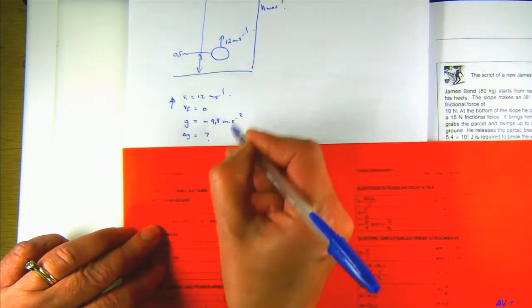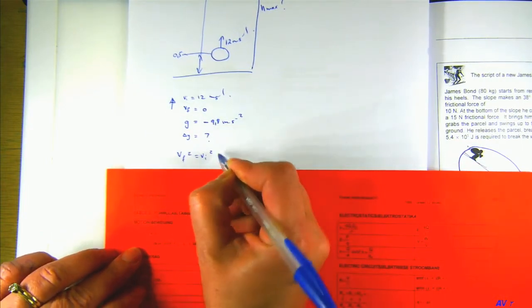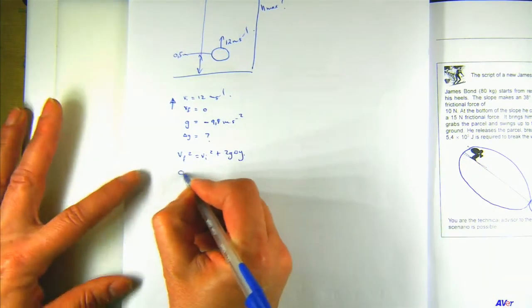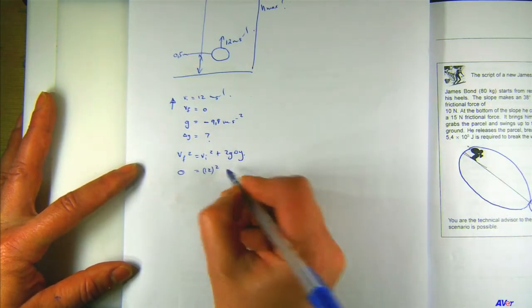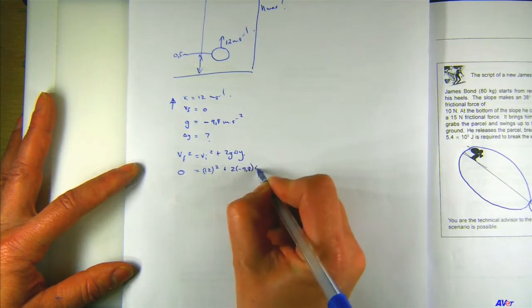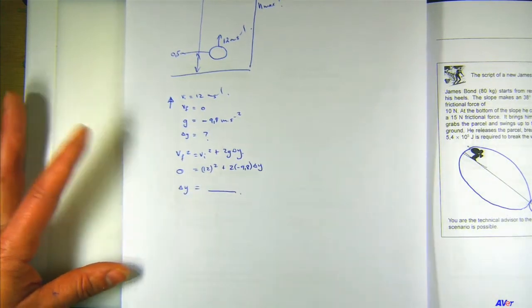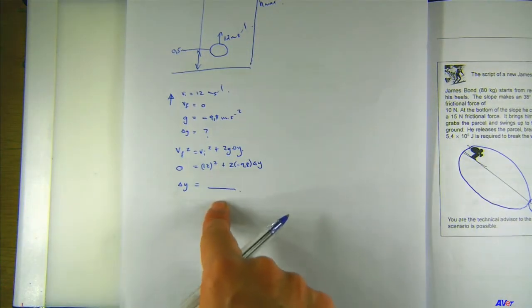So I'm going to say, okay, let's say v final squared equals v initial squared plus 2g delta y. Final is 0. Initial was 12. Remember to square. Right. Plus 2 times minus 9,8 times delta y. Now I need someone who's quick on the calculator because I haven't worked that out. First one to give me that answer. Come on.